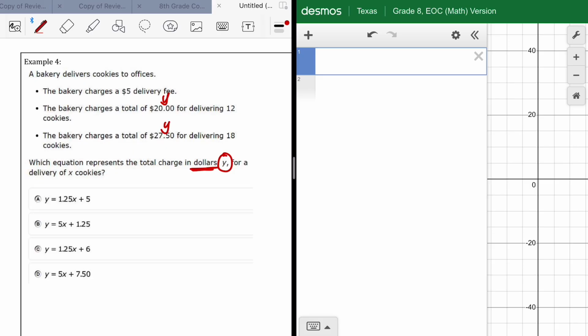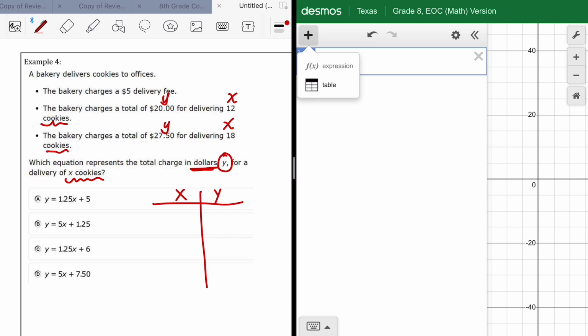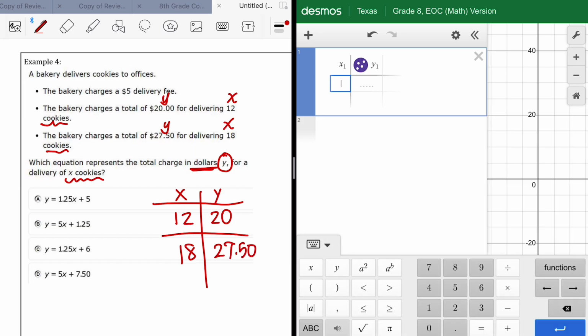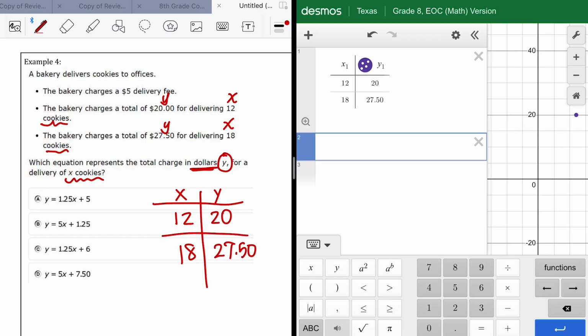$27.50, right? For a delivery of X cookies. X representing for how many cookies? So the first one, how many cookies? 12. Second one, how many cookies? 18. So do we have 2 ordered pairs? Same thing. Go into your table, create a table. 12 cookies, $20. 18 cookies, $27.50. Here we go. 12 and 20. 18, $27.50. This is step 1, table.